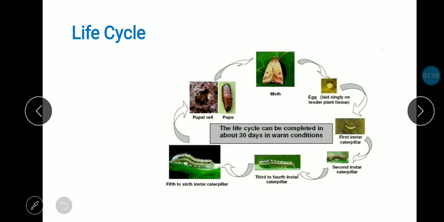You can observe the adult moth which is seen in this diagram. Then it lays the eggs on the dorsal side of the plants. The eggs are not in bunches, they are isolated, in small groups or single. And when these eggs hatch, the larval stages come out. This larva shows the first instar stage in this diagram, then the second instar stage, third to fourth instar stage.